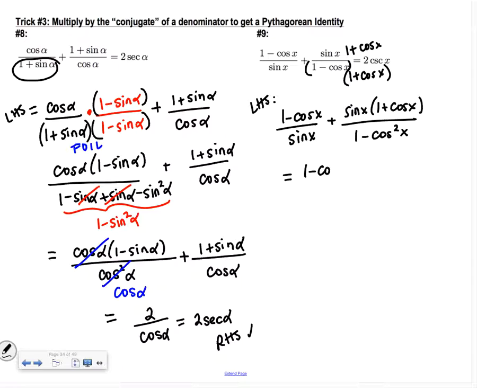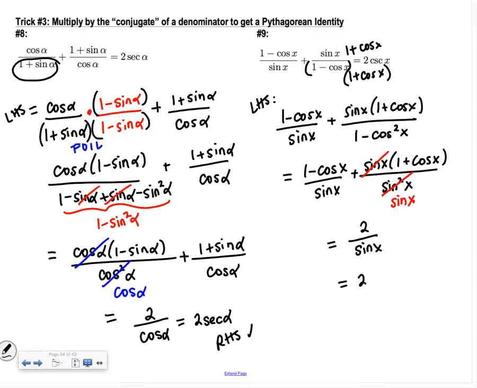All right, so I'm going to have 1 minus cosine of x over sine of x plus, I'm going to have sine of x times 1 plus cosine of x all over sine squared, right? Right, 1 minus cosine squared is sine squared. And that allows me to cancel the sine of x and the sine squared and reduce it out to just a plain sine of x on the bottom. Okay, so again, now I have 1 minus cosine of x, 1 plus cosine of x, so I get a 2 on top over sine of x, which is going to be 2 cosecant of x. And that's your answer.